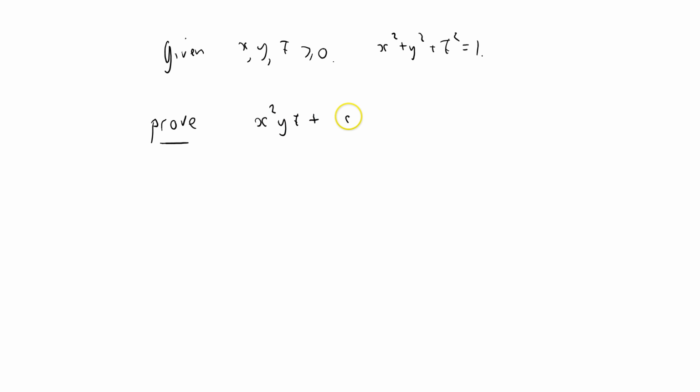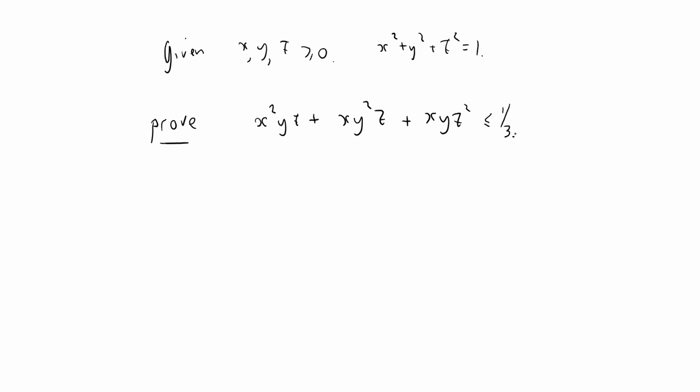Okay, I'm going to do an Olympiad question with Muirhead's theorem. Let me state the question. Given x, y and z greater than or equal to 0, x squared plus y squared plus z squared equals 1, prove that x squared y z plus x y squared z plus x y z squared is less than or equal to 1/3.